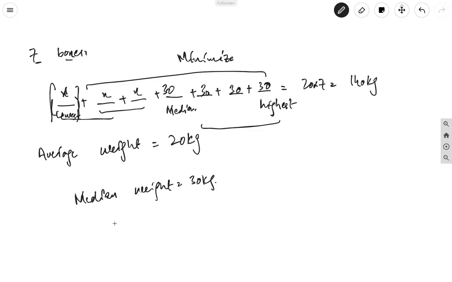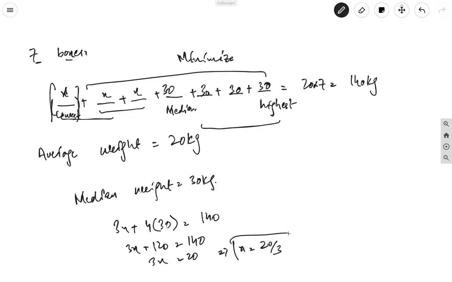So now this will be 3x plus 4 into 30 is equal to 140. So 3x plus 120 is equal to 140. 3x is equal to 20 and x is equal to 20 by 3. So the maximum possible weight of the lightest box in this scenario is equal to 20 by 3 kg, right?